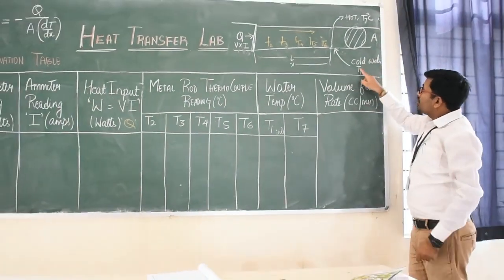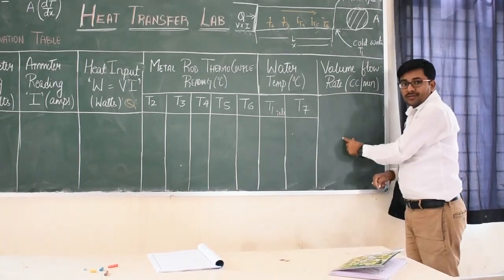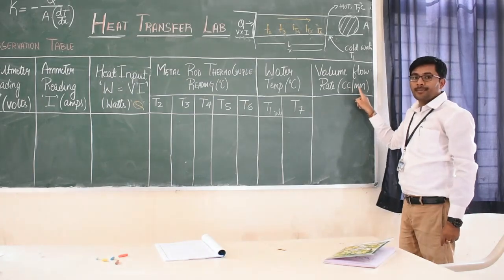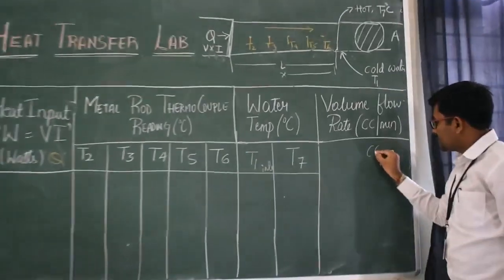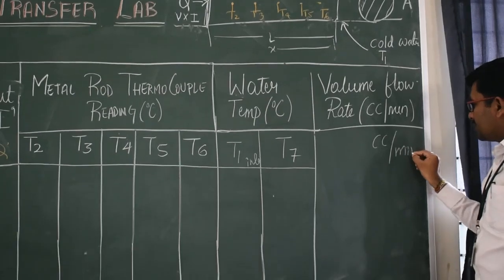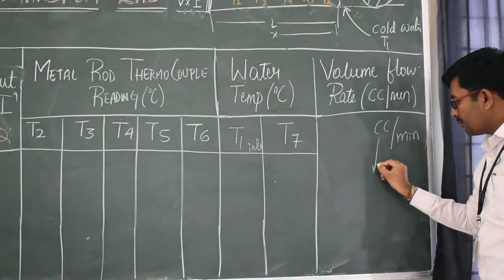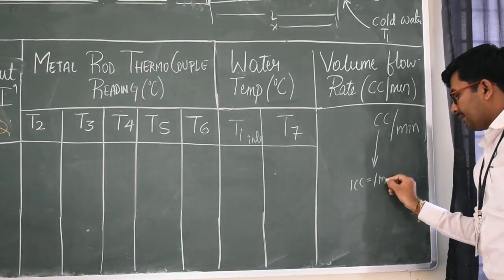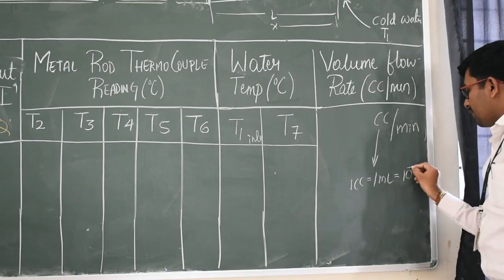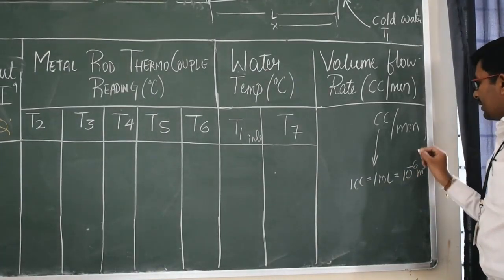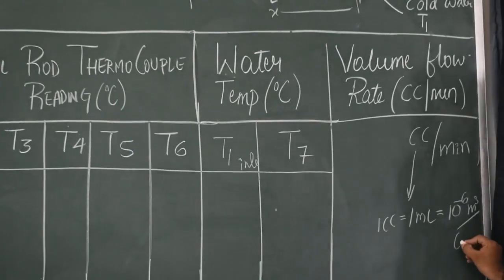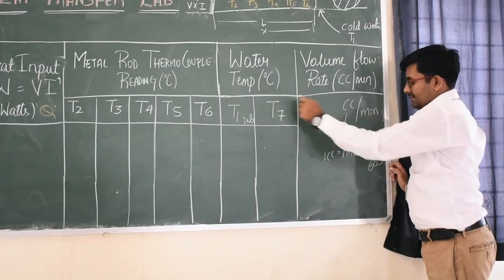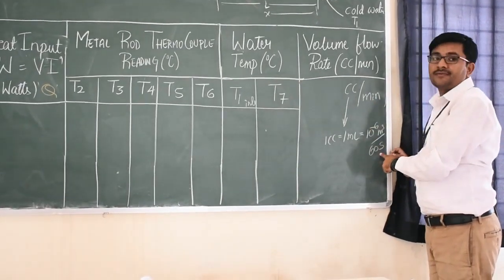Okay. Now how much water you are sending, you have to note down in this column. That is the volume flow rate, in cubic centimeters per minute. This cc per minute you convert into cubic meters. So 1 cc is equal to 1 ml, which is equal to 10 to the power of -6 cubic meter, and minutes will be converted into seconds. So you are taking the temperature in degrees Celsius and converting the time into seconds.